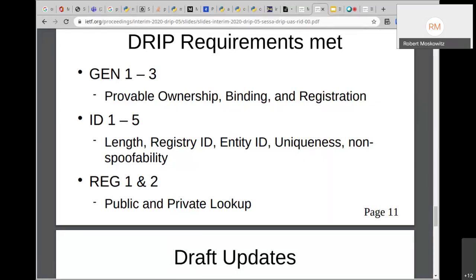Reg 1 and 2, the same thing. It provides a mechanism for both public and private lookups. It doesn't provide it directly, but here's how, using this, we can do that. So does that mean I met those requirements, or I'm facilitating other things meeting those requirements?